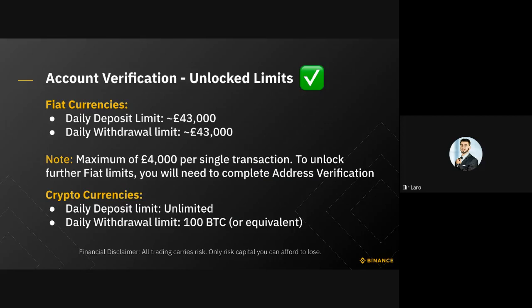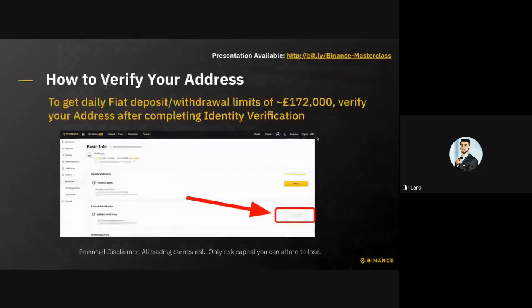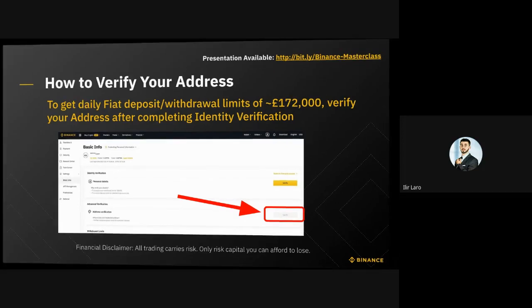And with account verification, you increase your withdrawal limit to 100 BTC or equivalent. So how do you verify your address? This would only be for select users that want to increase their fiat deposit and withdrawal limits to £172,000. You can verify your address by clicking on the verify button below. You can only do this after you complete and successfully pass identity verification previously.